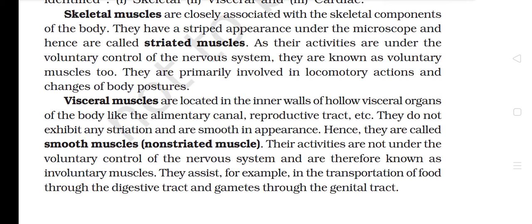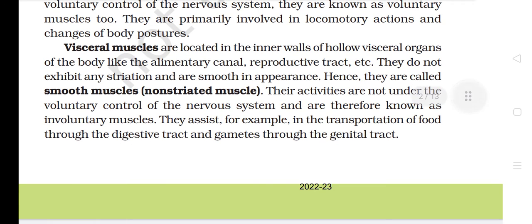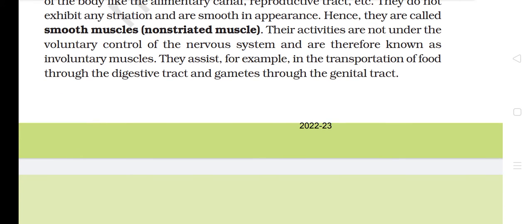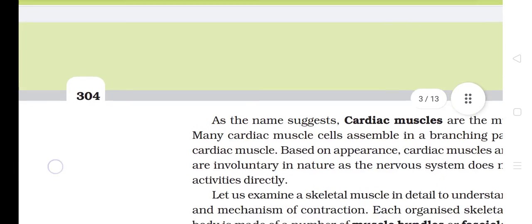They are primarily involved in locomotory actions and changes of body postures. Visceral muscles are located in the inner walls of hollow visceral organs of the body, like the alimentary canal, reproductive tract, etc. They do not exhibit any striation and are smooth in appearance. Hence, they are called smooth muscles, non-striated muscle. Their activities are not under the voluntary control of the nervous system and are therefore known as involuntary muscles. They assist, for example, in the transportation of food through the digestive tract and gametes through the genital tract.